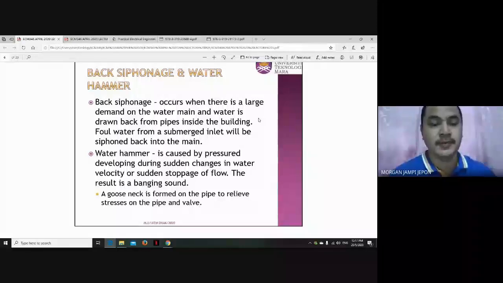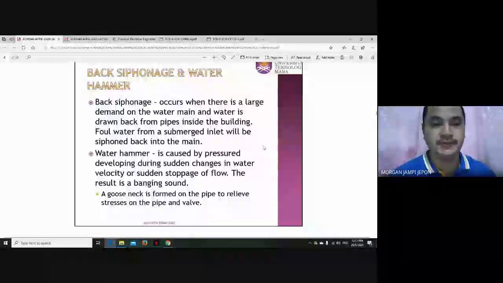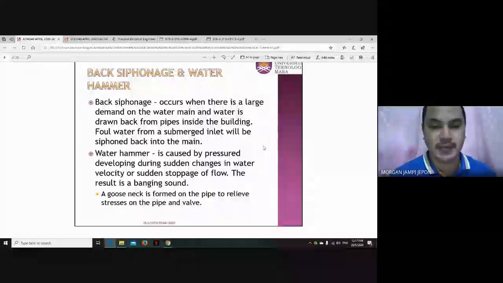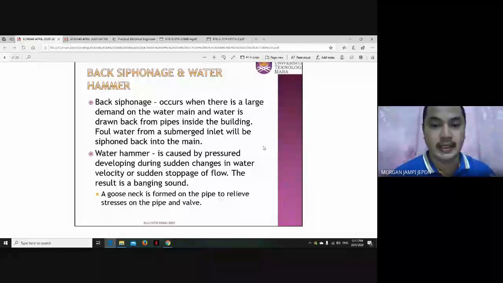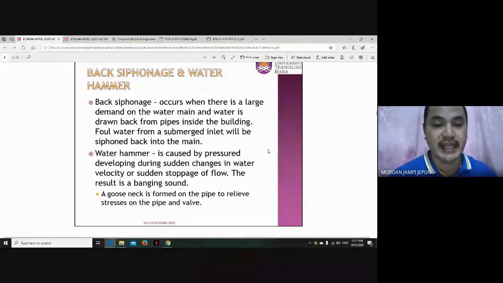All right. Second one is water hammer. It's caused by pressure developing during sudden changes in water velocity or sudden stoppage of flow. The result is a banging sound. And to prevent this is a gooseneck. It's formed on the pipe to relieve stresses on the pipe and valve.